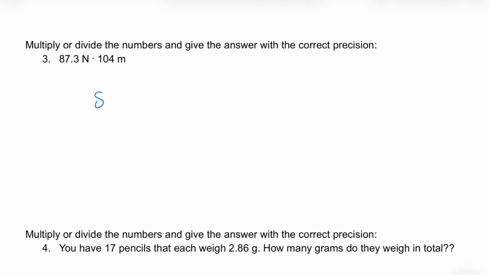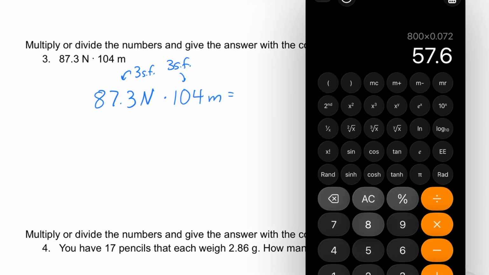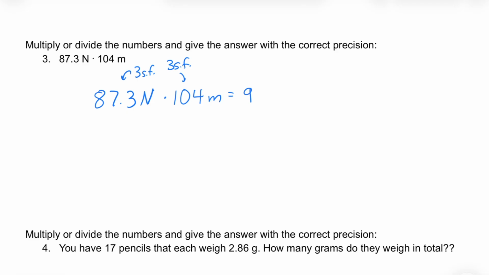Okay, number 3, let's take 87.3 newtons and multiply that times 104 meters. And you'll notice that both of these have 3 significant figures. So in the end, our answer should end up with 3 significant figures as well. And so if we do this calculation, 87.3 times 104, that gives us 9,079.2. And again, this is newtons times meters. So we end up with Newton meters as our units here, or kilograms meters per second.